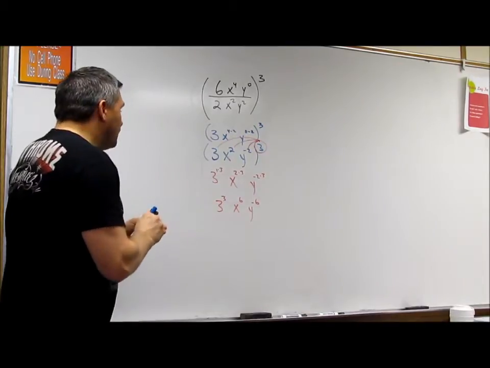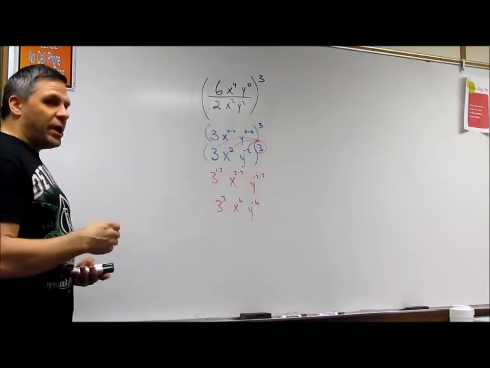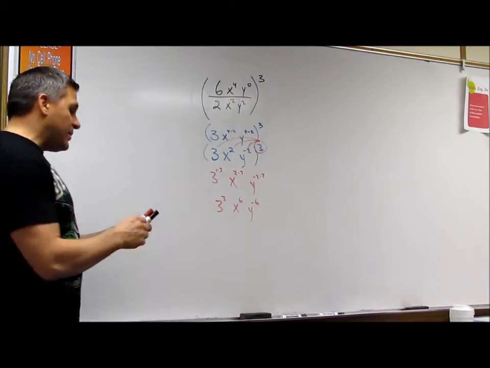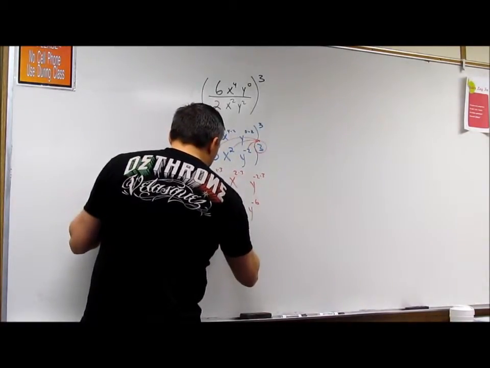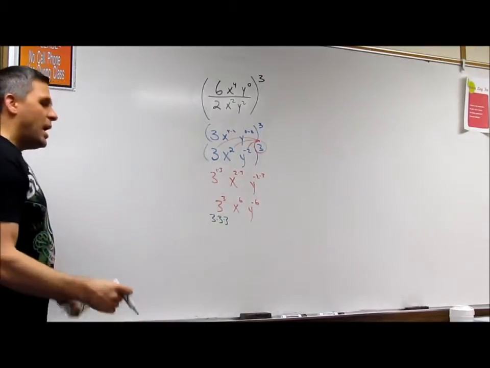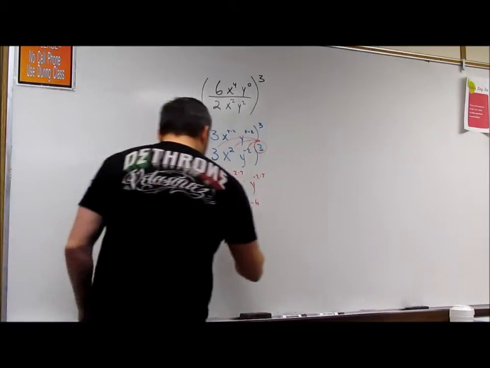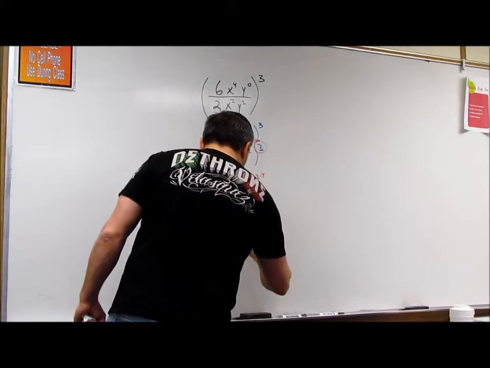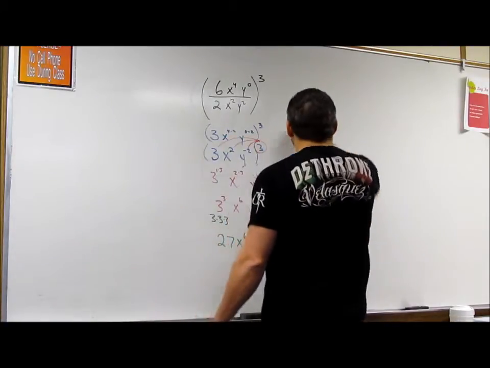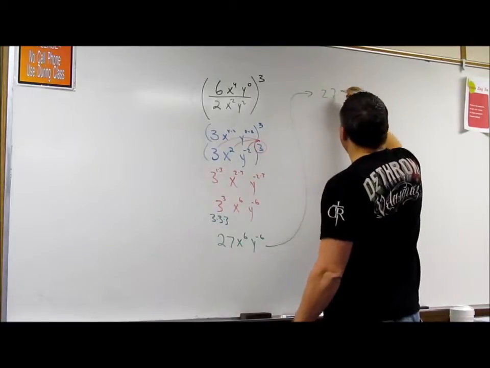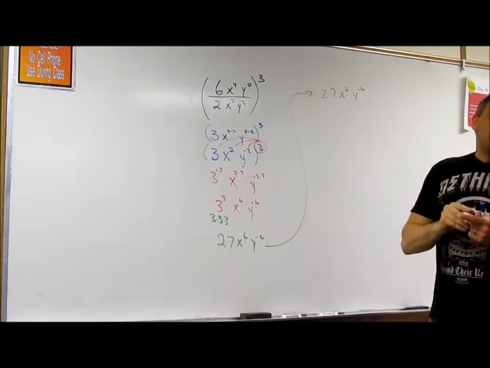So now what I have to do is I need to break down the number. The actual number is 3 times 3 times 3, right? So it's 3 times 3 times 3. There's 3 3's there. And 3 times 3 is 9, and 9 times 3 is 27. So I have 27 x to the 6th, y to the negative 6th. So I'm going to bring this up here. 27 x to the 6th, y to the negative 6th, because I got to do one last thing.